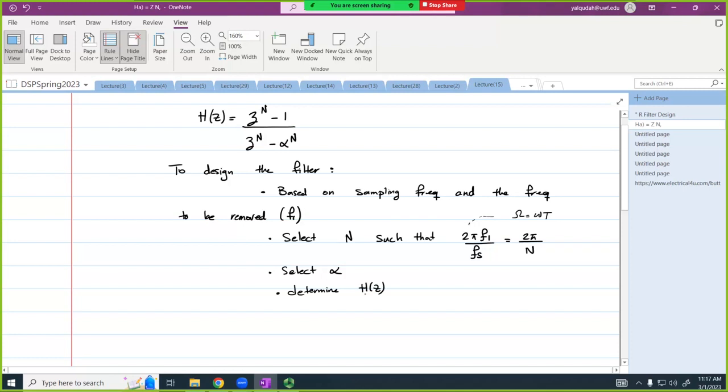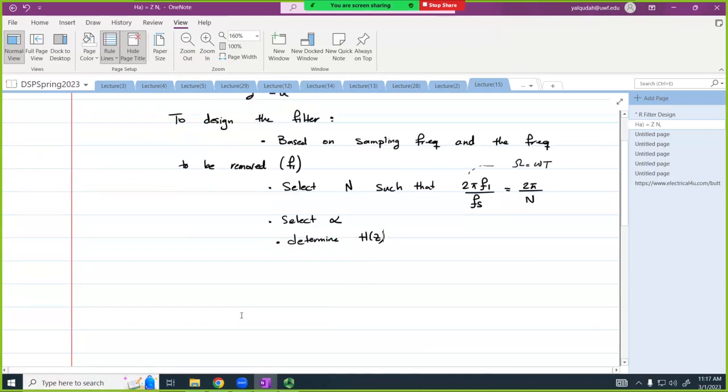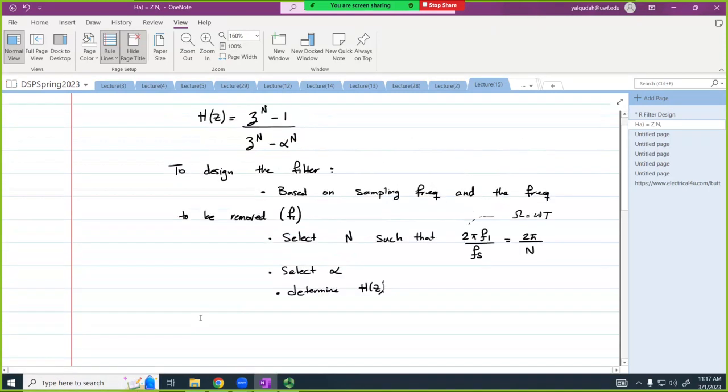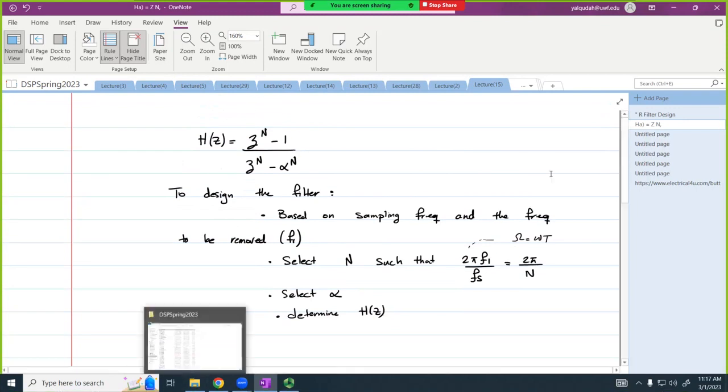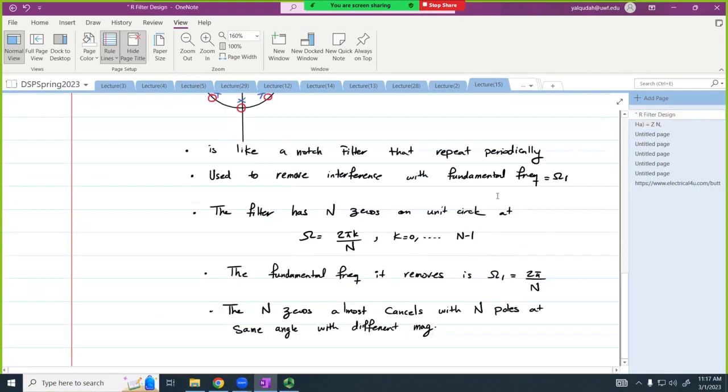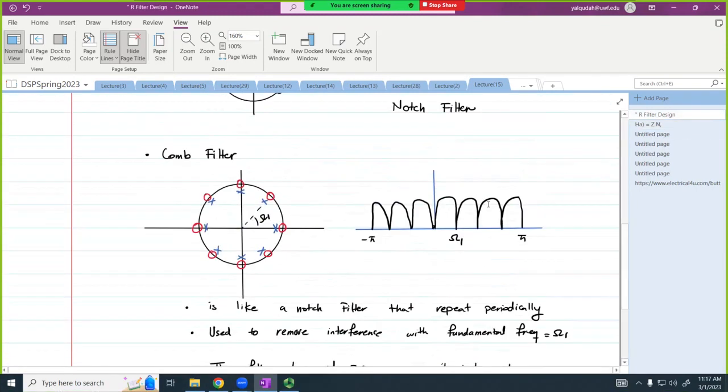Okay, let's look at a MATLAB example. So alpha is the magnitude, you said? Alpha is the magnitude of the pole. This distance is alpha.